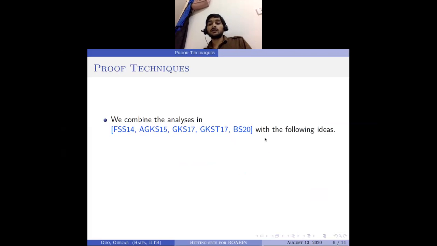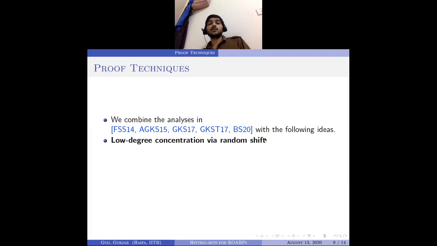Okay, so now that's it for the results. Now let me describe the main proof techniques. We use several existing techniques from this sequence of papers: Forbes, Shpilka, Agrawal, Gurjar, Korwar, Saxena, Thierauf, Bisht and Saxena. And we combine them with our main three ideas. So what are these three ideas?